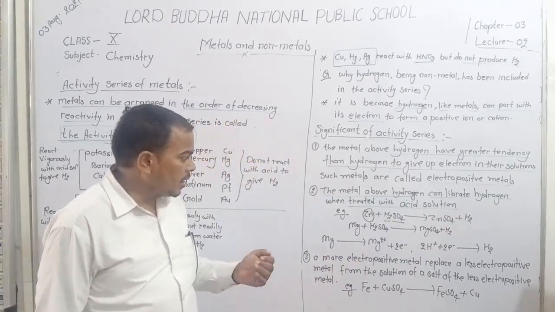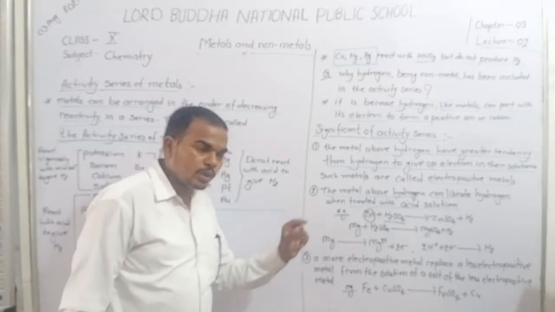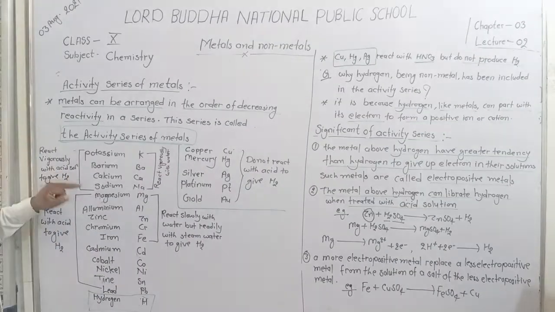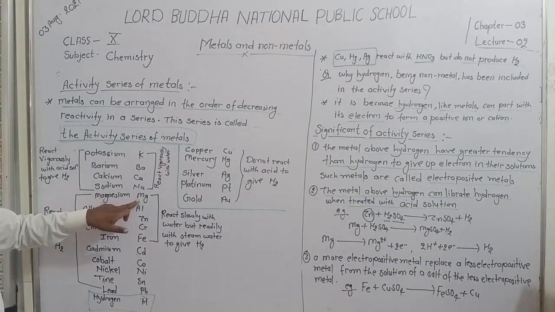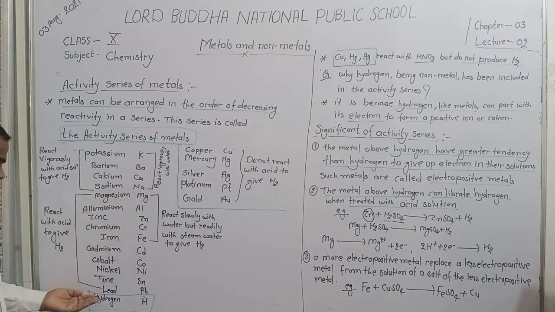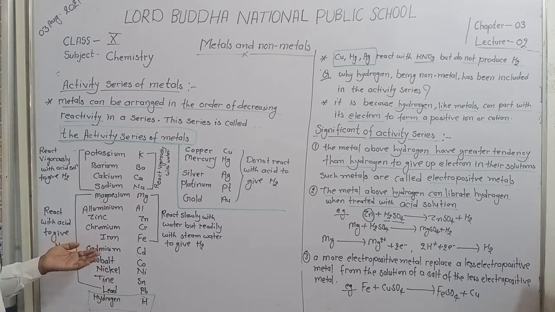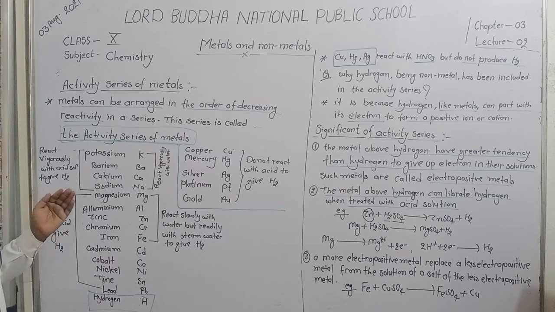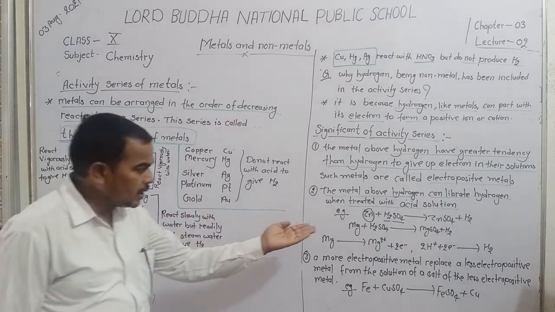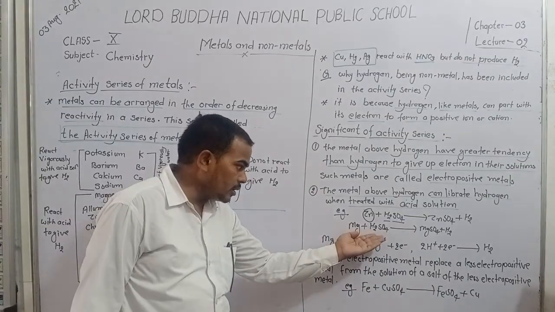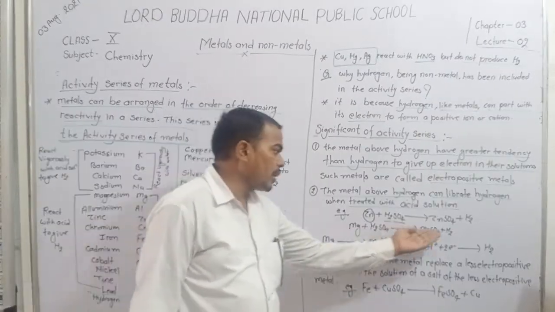And here, magnesium metal. Magnesium metal is placed in the activity series above hydrogen. So we say that magnesium is a highly positive metal, and highly positive metals release hydrogen gas in the acidic solution. For example, magnesium when reacting with sulfuric acid gives hydrogen gas.